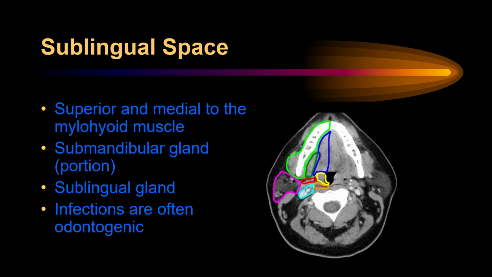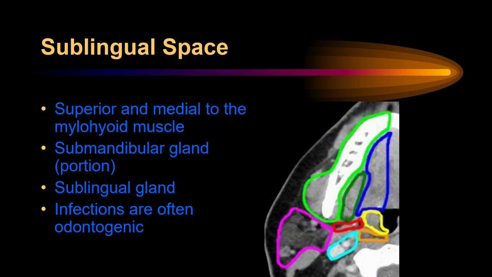Okay, let's have a look at the sublingual space. I've outlined it here in blue. I'm going to talk about the sublingual space and the submandibular space together because they are right next to each other. They are separated by the mylohyoid muscle. Okay? This space contains a portion, actually, of the submandibular gland. Of course, it contains the sublingual gland. And because it extends to the anterior mandible, you can also get an odontogenic infection.